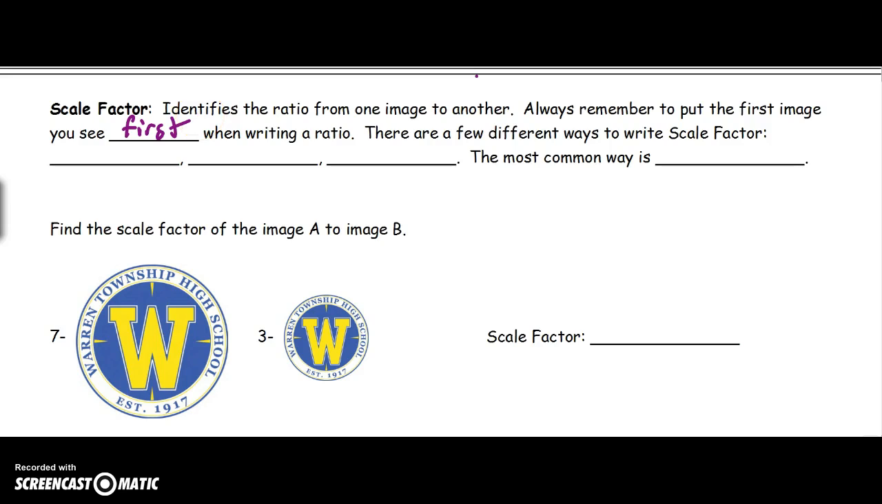There are a few different ways to write scale factor. One is A:B, separated by a colon, but you need to say the word "to." Another way to write it is "A to B." And the last one is a fraction, A over B. Throughout the lesson, you'll see me write it as the ratio with the colon and the fraction the most.